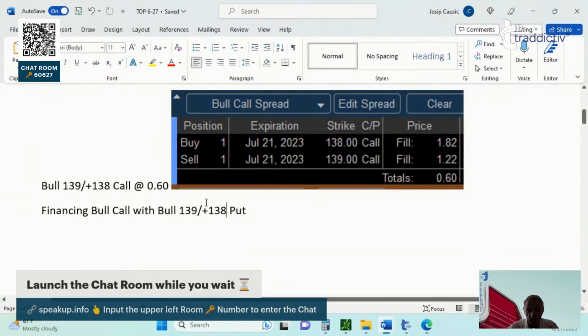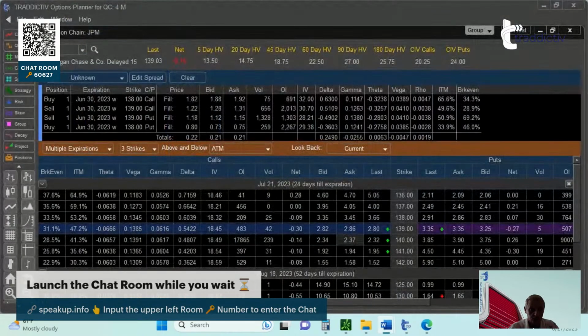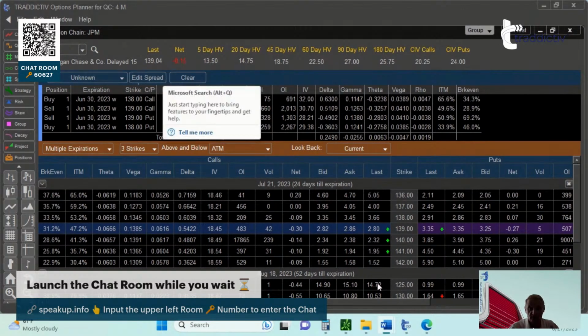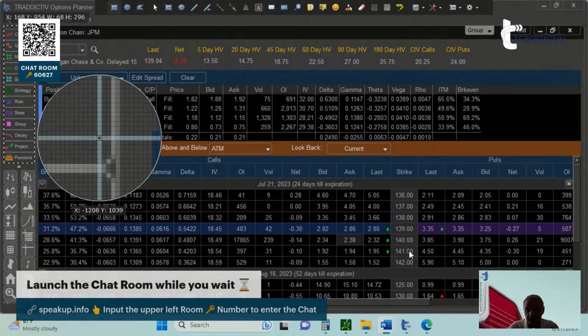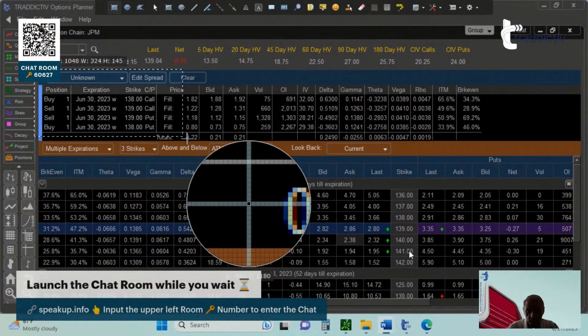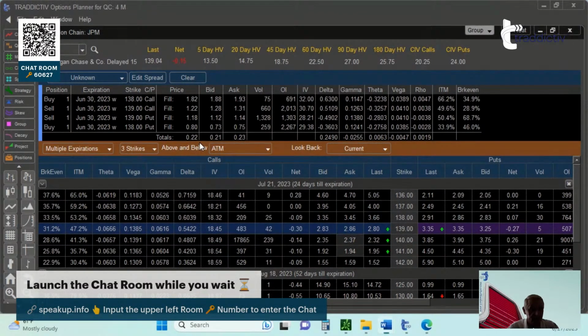So I'm financing. I wasn't able to get exactly the 60 cents, right? Because the bull put spread by itself gave me less money. But what really happened over here is that I was able to get this for 22 cents. So I'm going to repeat the same trade before the trade ends.